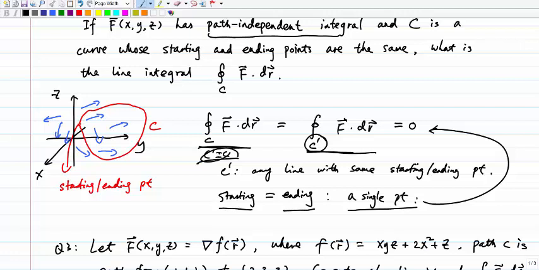You just start here, ending here, right? Basically starting here, ending here, which means you do a single point. Which means you only integrate a single point. It's like you're doing nothing. The integration becomes 0.